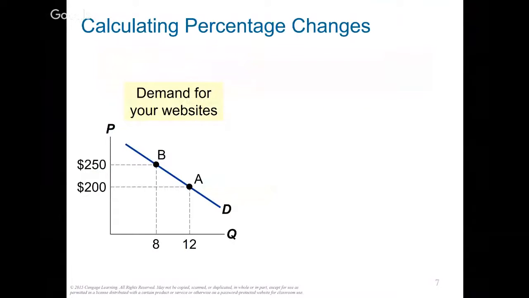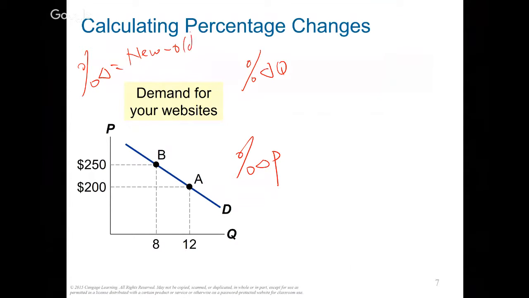Now, let's do some real numbers. So we have 250 and 200, and then 8 and 12. If I ask you how to find your price elasticity of demand, first you find your percentage change in quantity, and then your percentage change in price. I know that in your other classes you probably learned that the percentage change is the new minus the old divided by the old, right? Once we go on to the chapter on inflation, you're going to do this.